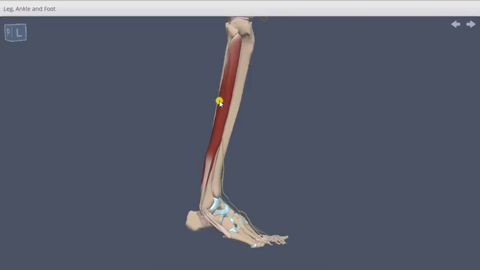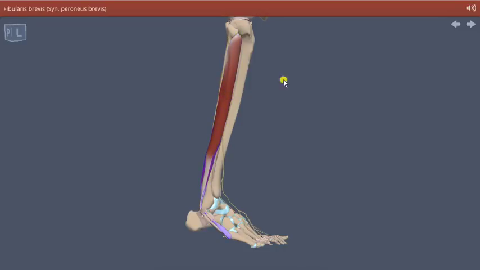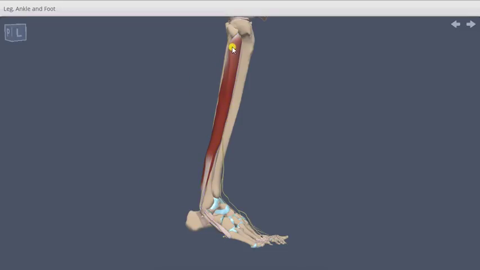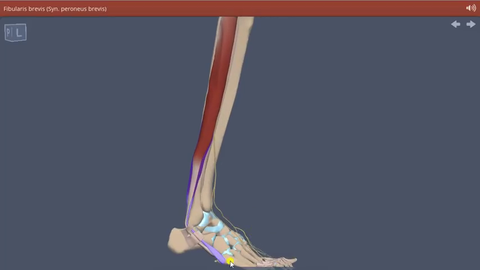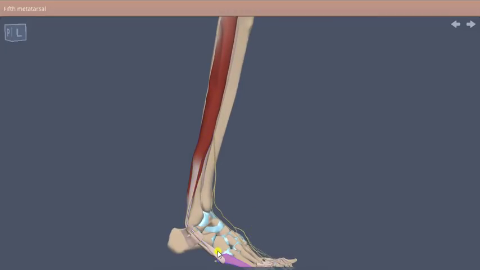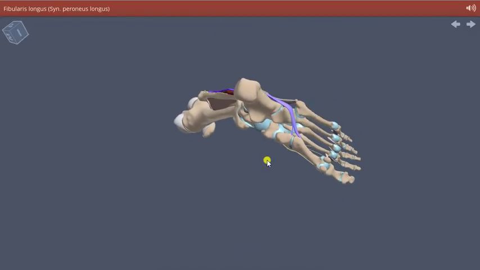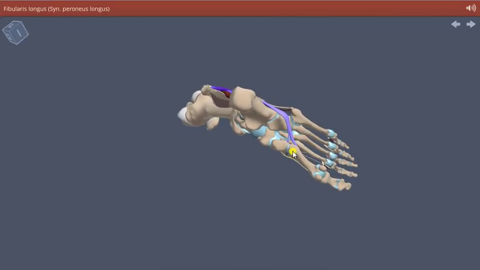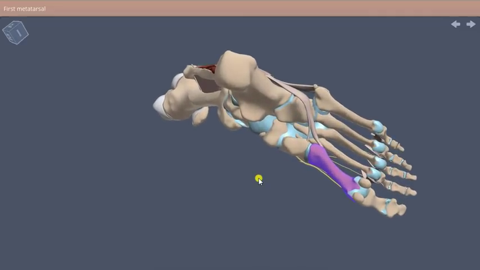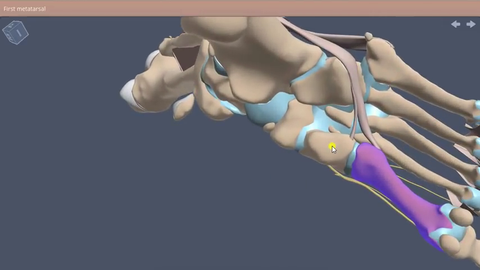The muscles of the lateral compartment are only two muscles, the fibularis longus and deep to it fibularis brevis. These two muscles take origin from the lateral surface of the fibula. Then their tendons pass below the superior and the inferior fibular retinacula to be inserted into the bones of the foot. Fibularis brevis is inserted here into the fifth metatarsal bone, and the fibularis longus has a long tendon, and it's inserted here into the base of the first metatarsal bone, and this medial bone, the medial cuneiform bone.